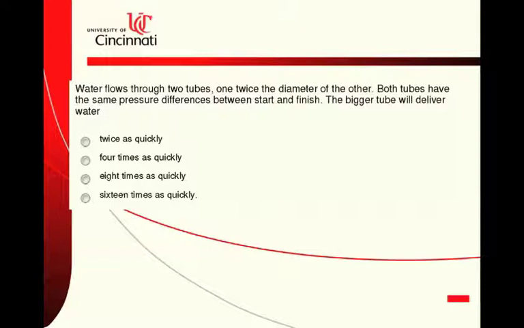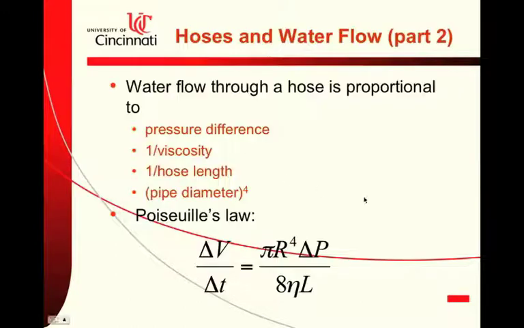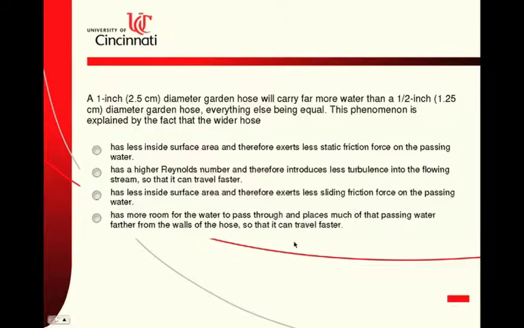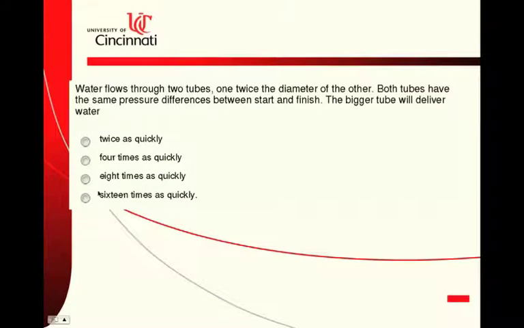And so you might think that that would make some sense. But again, remember that Poiseuille's law says that it varies as r to the 4th, which is basically r squared times r squared. So if you double r, then r squared is 4 times that, and so you have 4 times 4, so 16 times that. And so the correct answer is actually the last one, that you get 16 times as much flow just by doubling the diameter of the pipe.